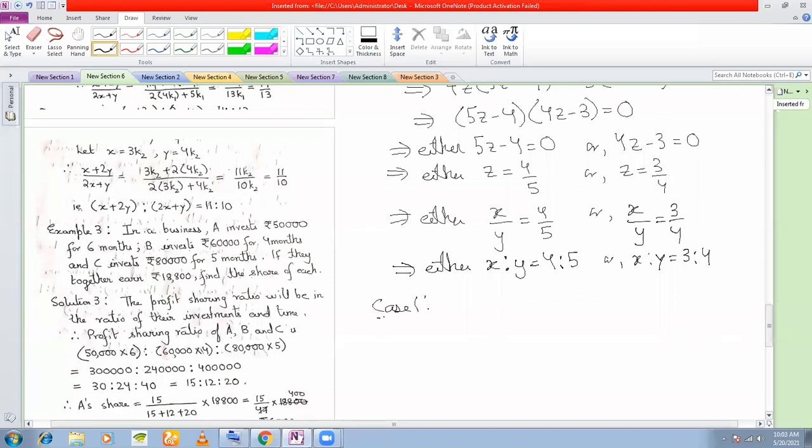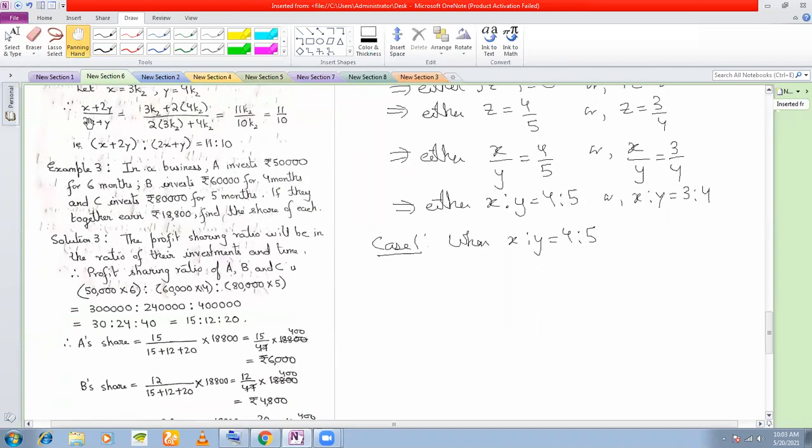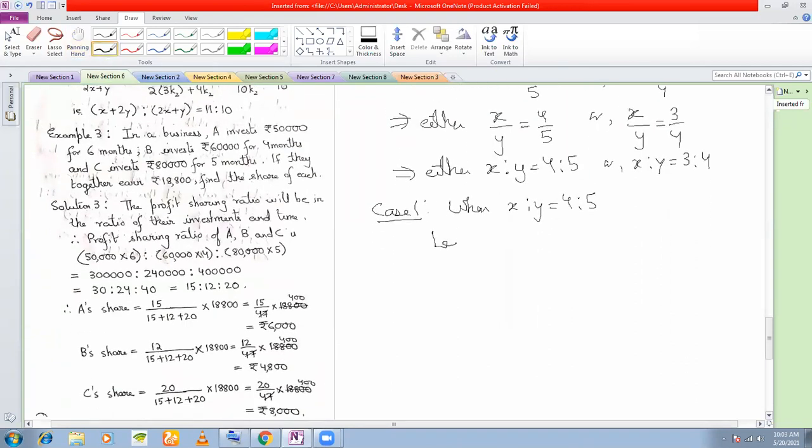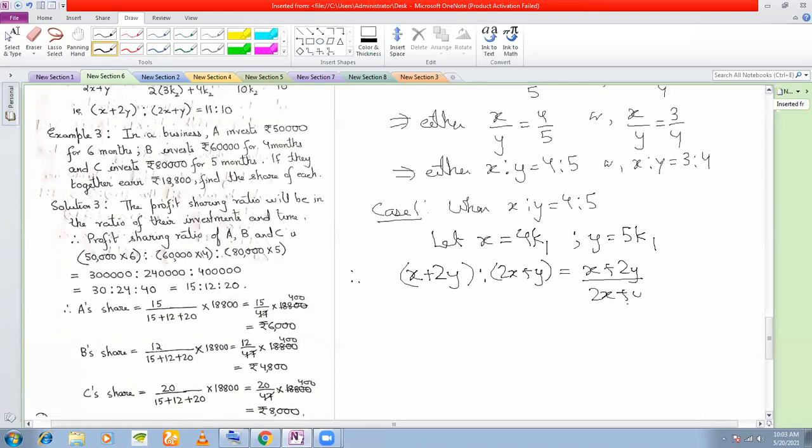Case 1, when x is to y is equal to 4 is to 5. So when x is to y is equal to 4 is to 5, we can take x equal to 4k1, and we can take y equal to 5k1. What is the value that we have to find? We have to find the value of x plus 2y is to 2x plus y, which written in fractional form is (x + 2y) by (2x + y).